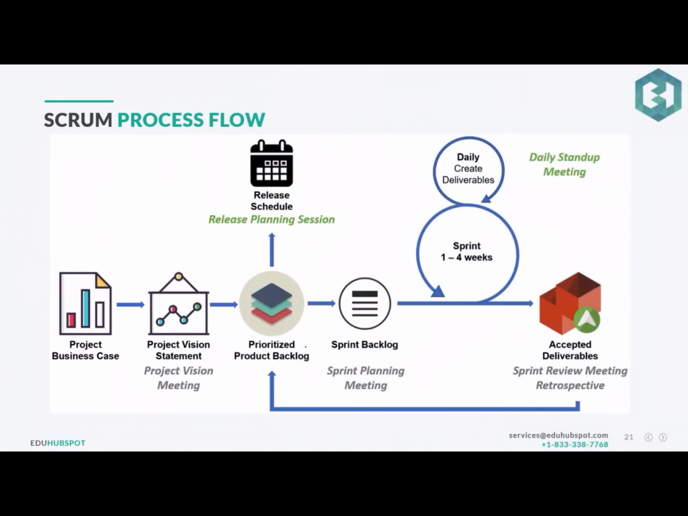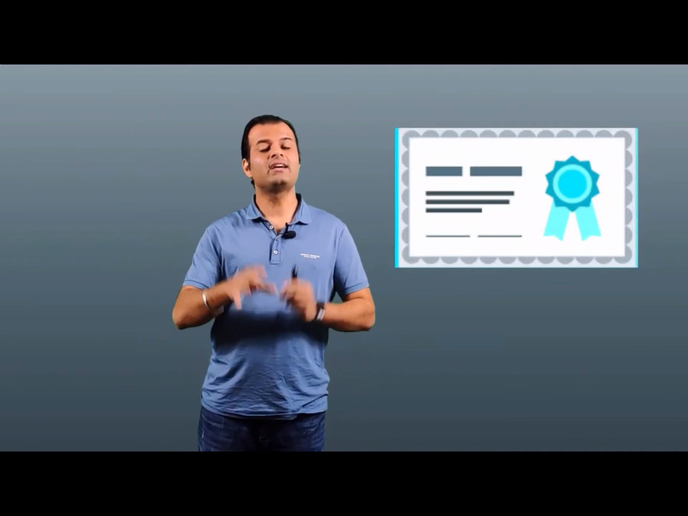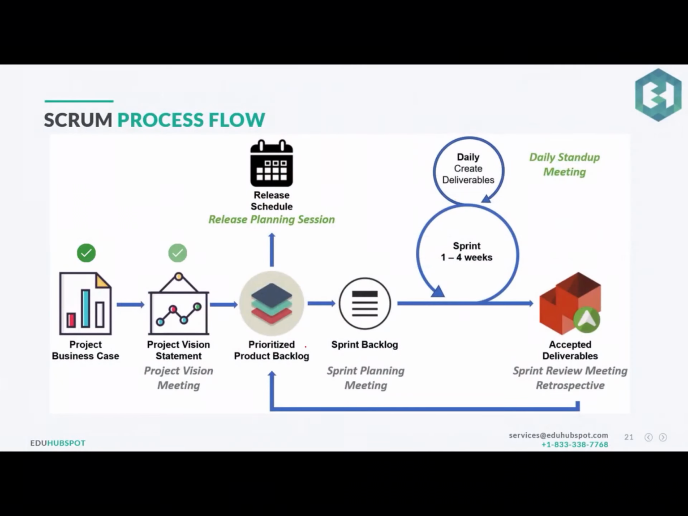So let's imagine I want to make a website for my training company. Initially, at the very high level, I would have a business case for why I want to make a website. My main goal is to make sure that people like you and I and other people are able to do professional certifications. So for that, I will come up with the project vision statement.